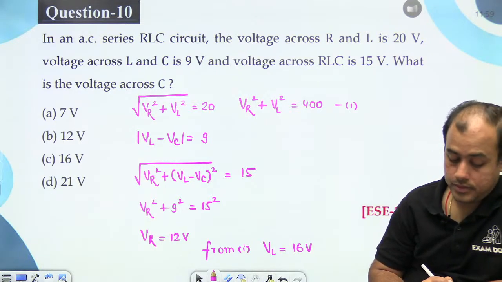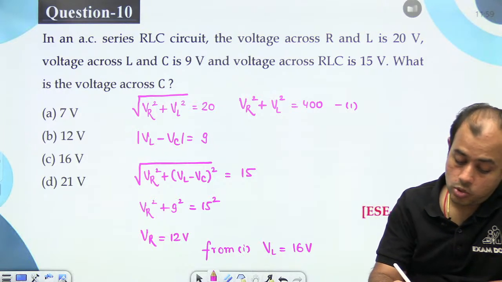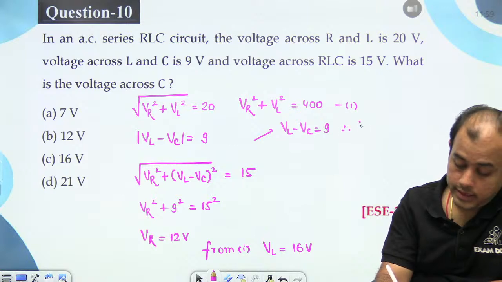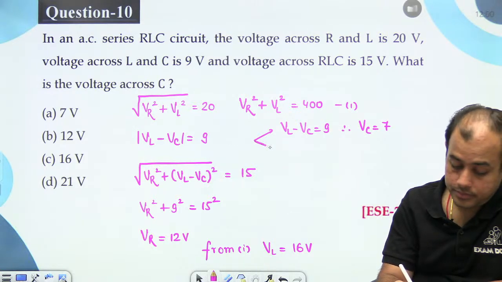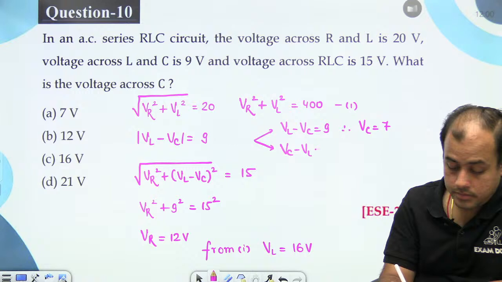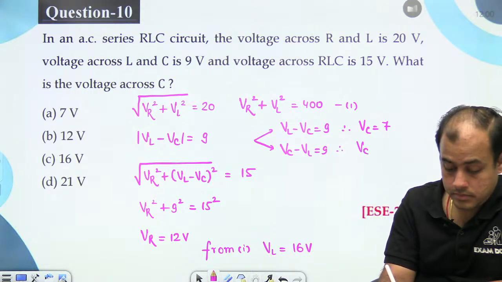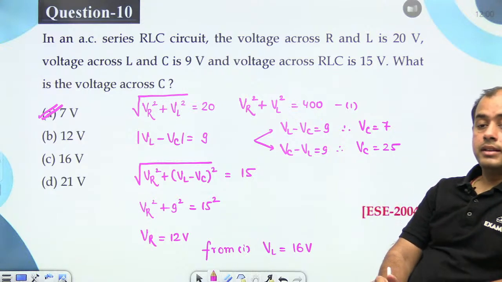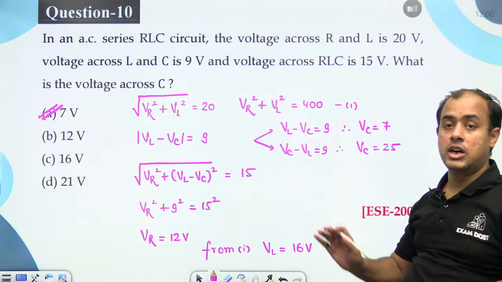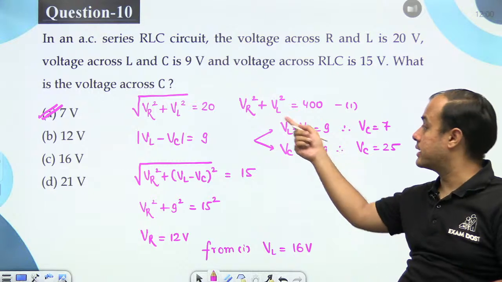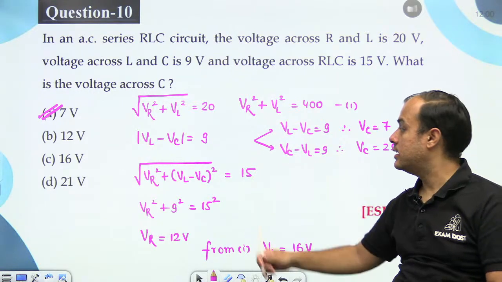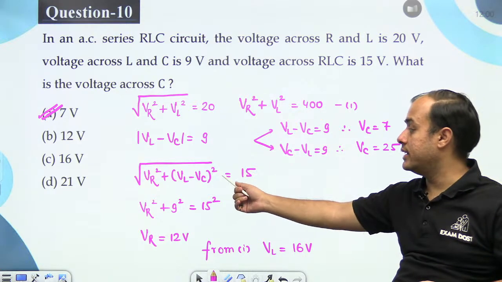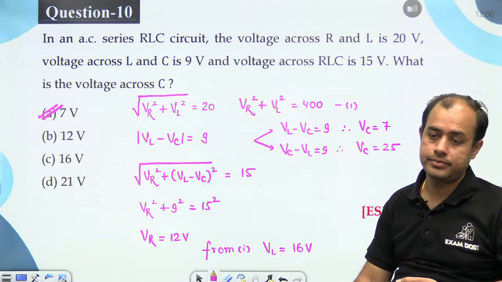VL is 16. Now, there can be two cases. VL is 16, so VC is 7. Only one option matches 7 volt. ठीक है, ये अपने को फेजर डायग्राम से सोचना होगा. VR and VL are perpendicular, so their resultant is under root A square plus B square. VL, VC are opposite. So mod VL minus VC and VR is perpendicular to VL minus VC.